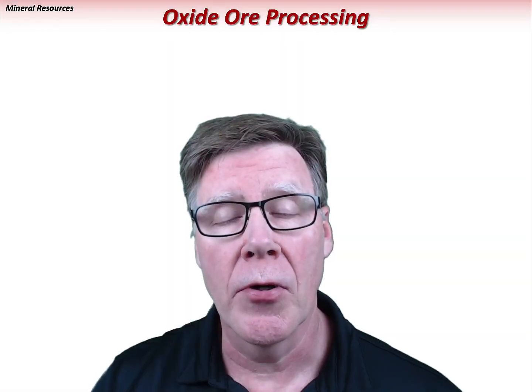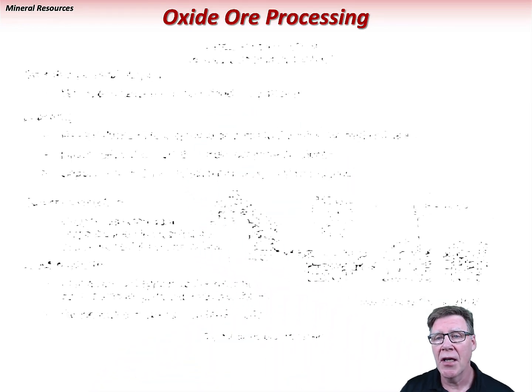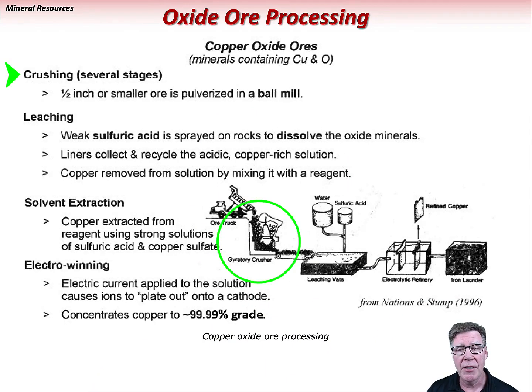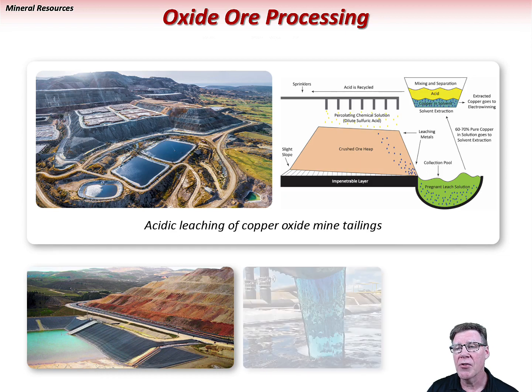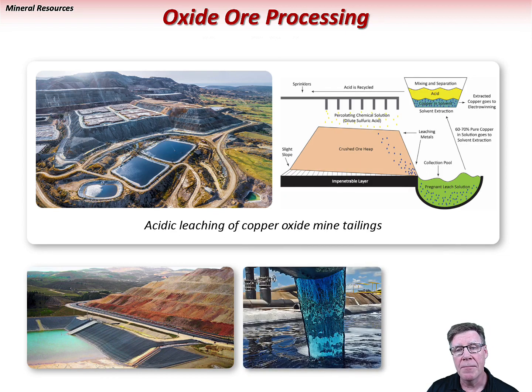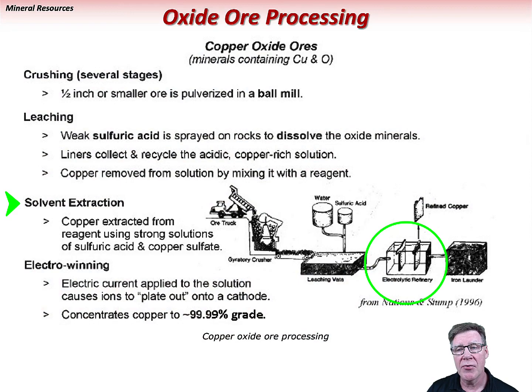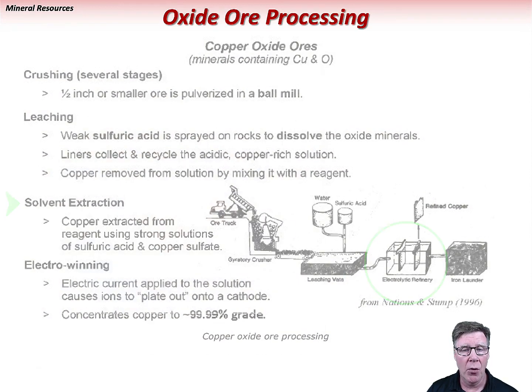As with the sulfide ores, the first step in processing copper oxide ores is crushing. The crushed ore is then transported to a lined leach dump, where sulfuric acid is sprayed onto the crushed ore. Alternatively, the crushed ore can be sent to a sulfuric acid leaching tank or vat.